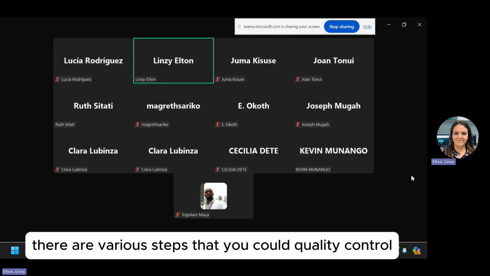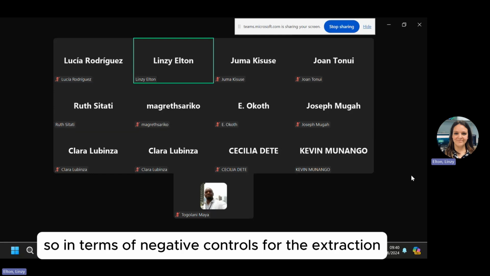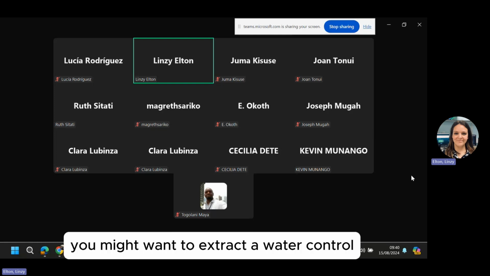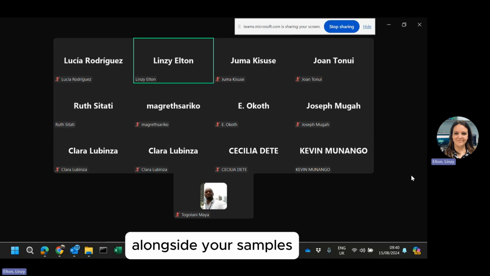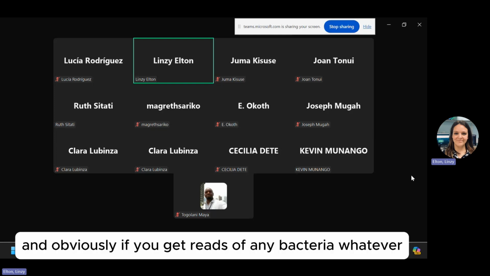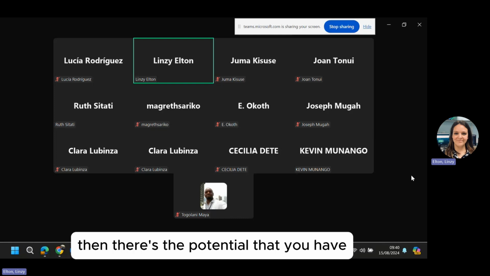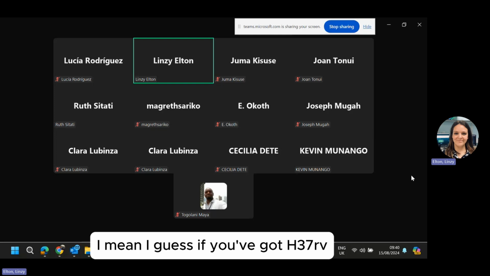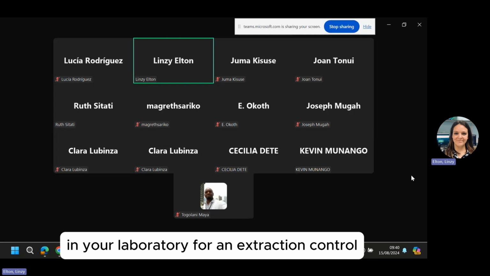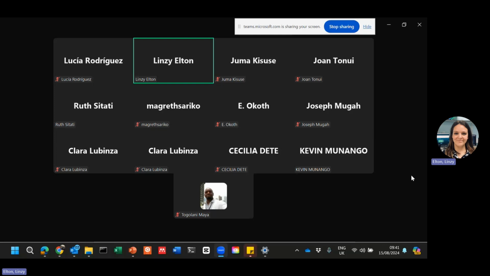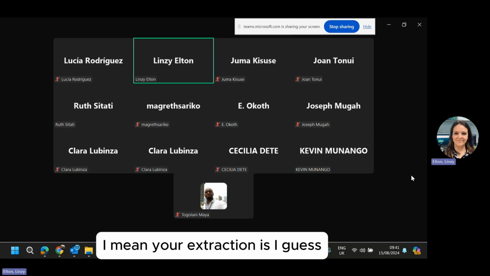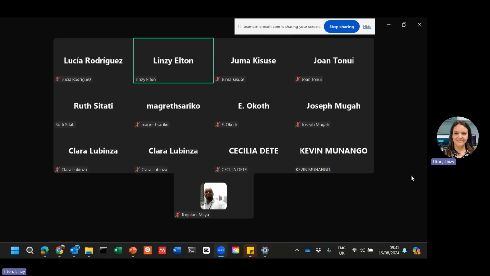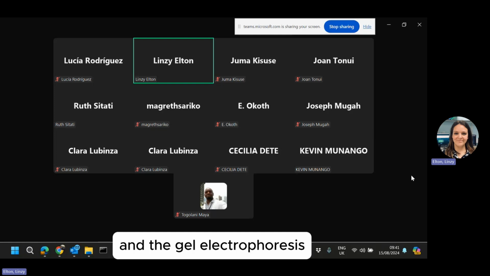So there are various steps that you could quality control. In terms of negative controls, for the extraction, for instance, you might want to extract a water control and then run that through sequencing alongside your samples. And obviously, if you get reads of any bacteria or whatever, then there's the potential that you have contaminated it. In terms of positive controls, if you've got H37RV in your laboratory for an extraction control, you could run that alongside it. You'll see whether you've got DNA when you do your QC with a Qubit and gel electrophoresis.